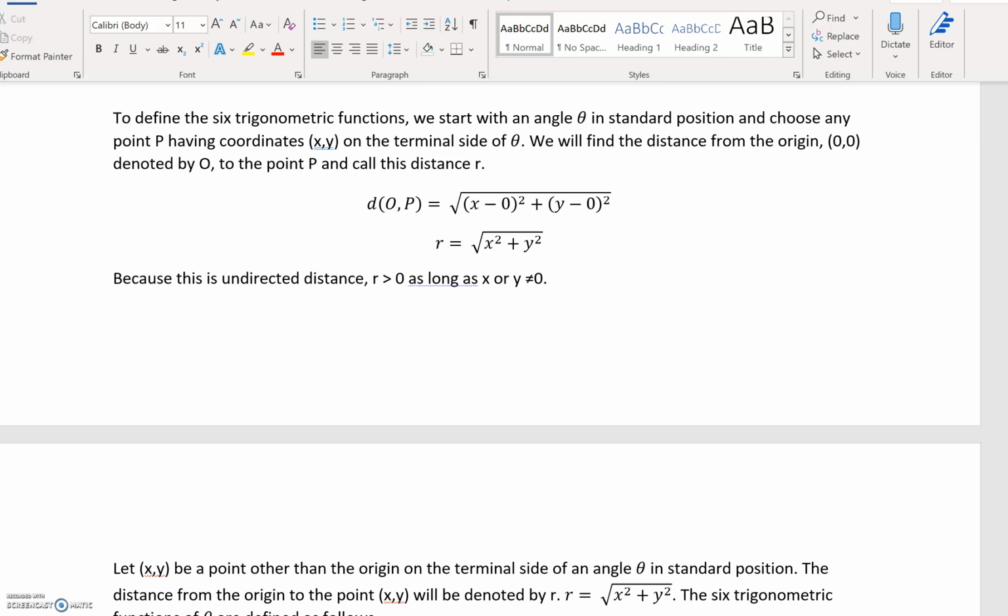To define the 6 trigonometric functions, we start with an angle theta in standard position, and choose any point P having coordinates x, y on the terminal side of theta. Remember that the terminal side of theta is where the angle ends. We will find the distance from the origin.